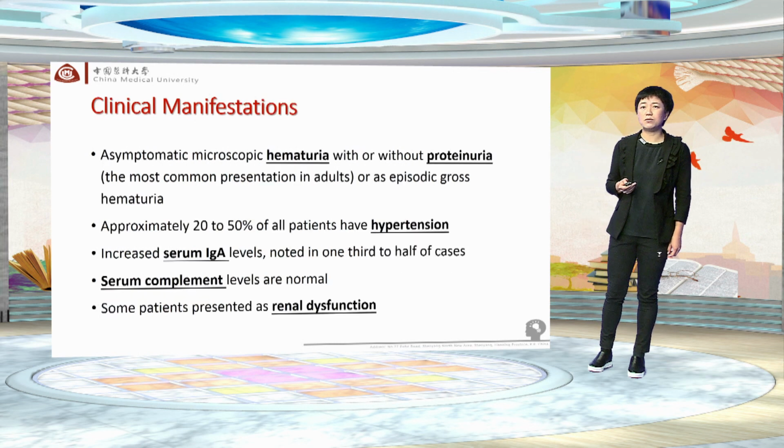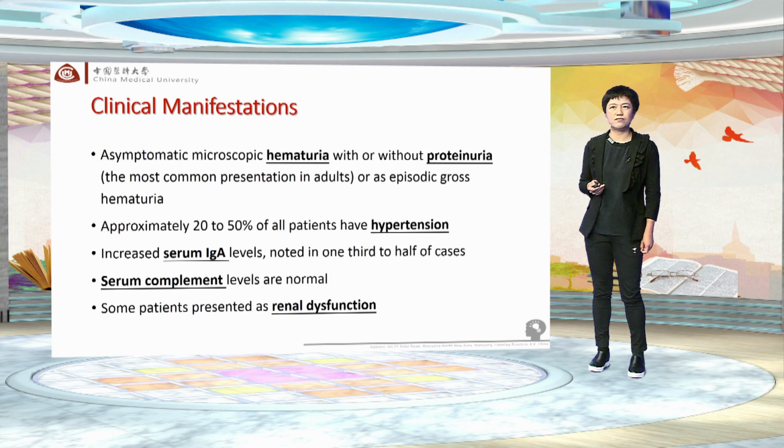IgA nephropathy often presents either as asymptomatic microscopic hematuria with or without proteinuria, the most common presentation in adults, or as episodic gross hematuria after an upper respiratory tract infection or exercise, the most common presentation in children and young adults.